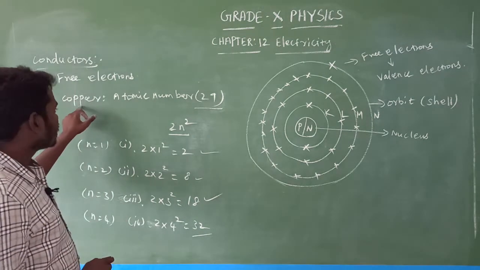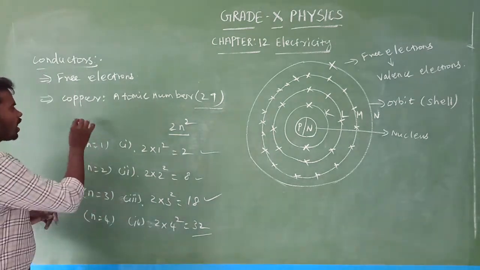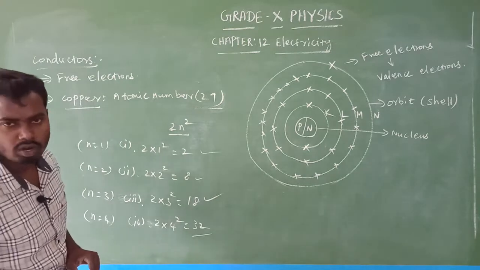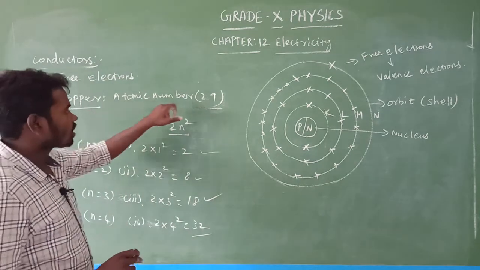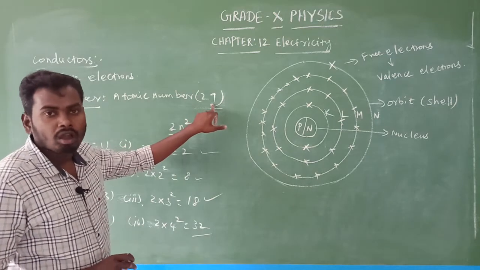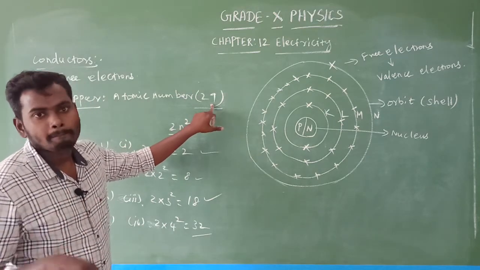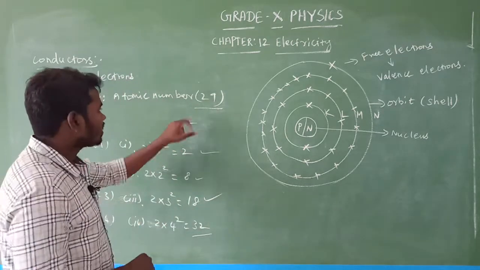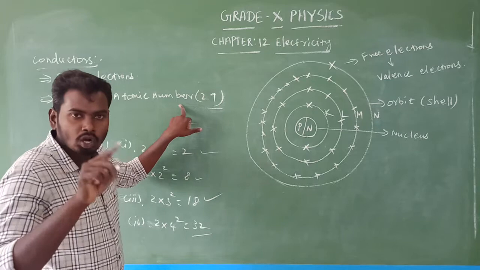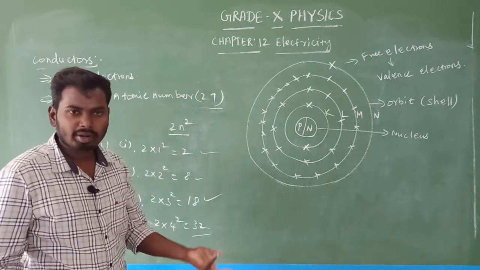Look at here. Consider copper. Copper is one of the good conductors of electricity. The copper atomic number is 29. Is it clear? Yes. So what is atomic number, sir? It means the copper has 29 protons and 29 electrons. That is atomic number.